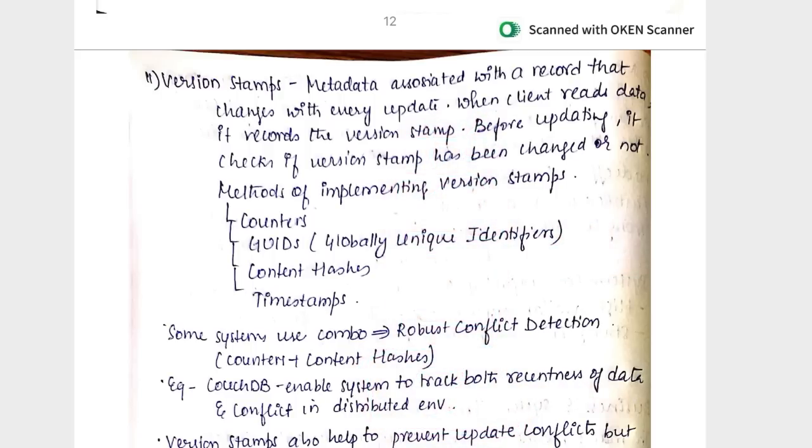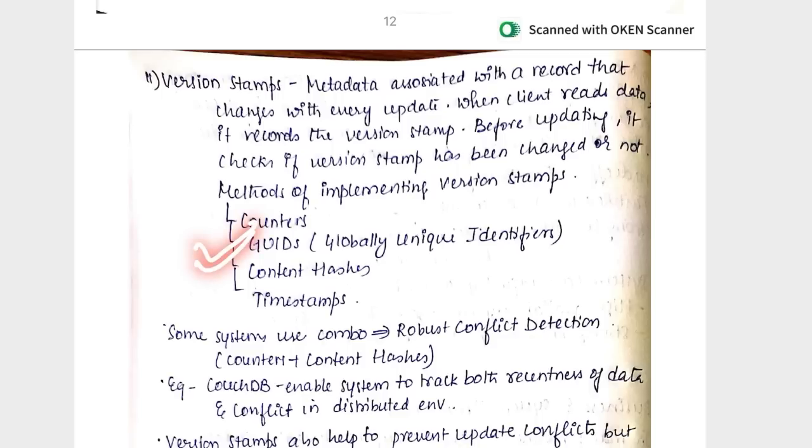By making use of version stamps, we can get to know that so many updates have been done. The client will save this version number, and when trying to update the resource, he'll check if the version number has changed or not. If it has not changed, then we can say that the update has been done successfully. If it has changed, then the update is rejected here.